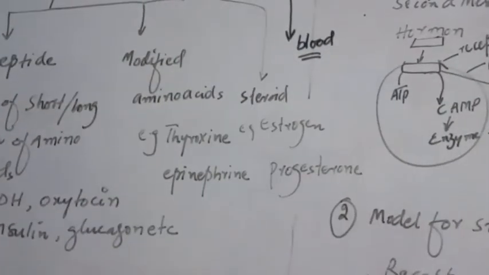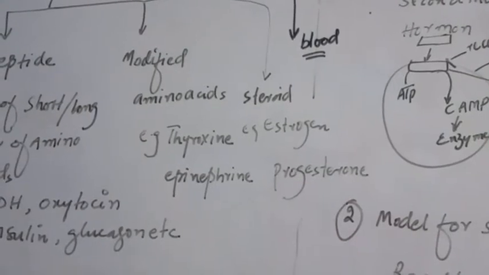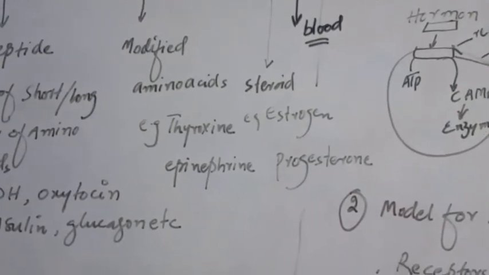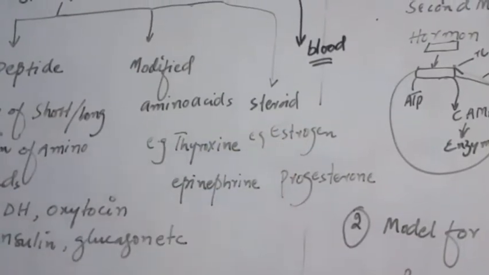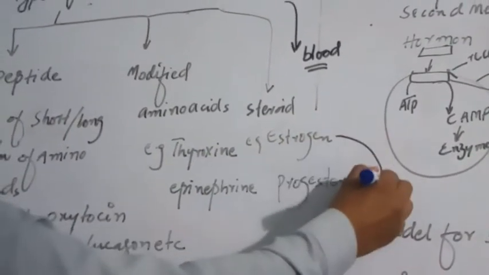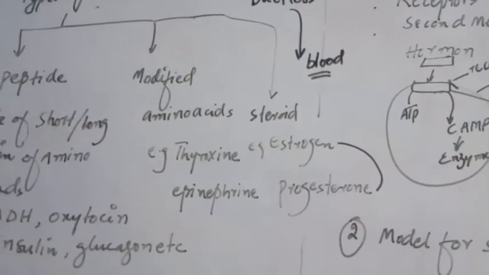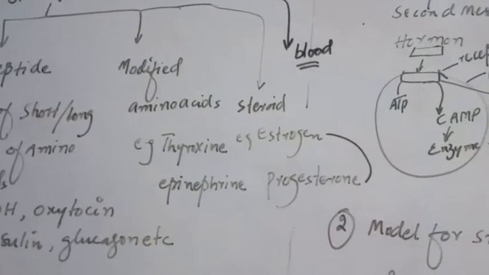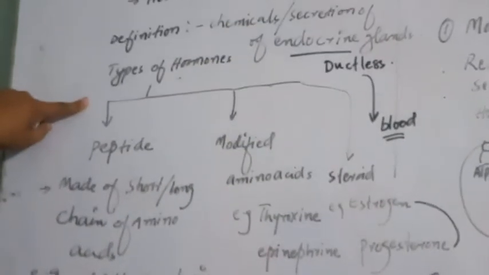Steroid hormones. Steroid means fat. They are made up of fats, they are derivatives of fat. Estrogen, these are also called sex hormones. They help in the secondary sexual characteristics, either in male or in female. So these are the types of hormones.